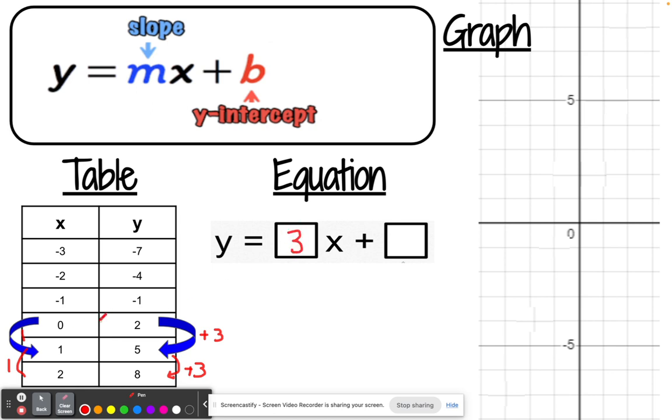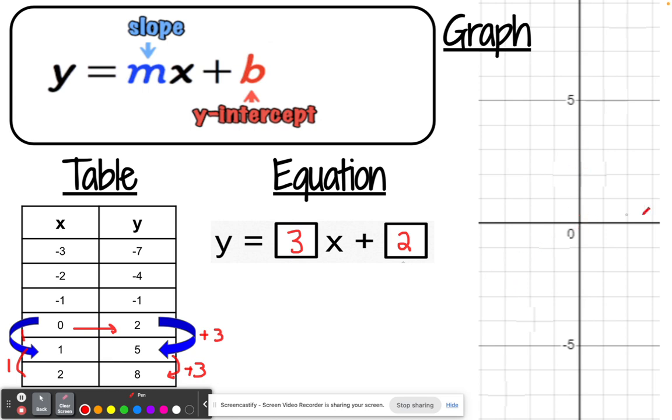Then my y-intercept, well, where is x 0? It's at 2. Y is 2. So y equals 3x plus 2. This is my slope. This is my y-intercept, which then makes it pretty easy to graph.